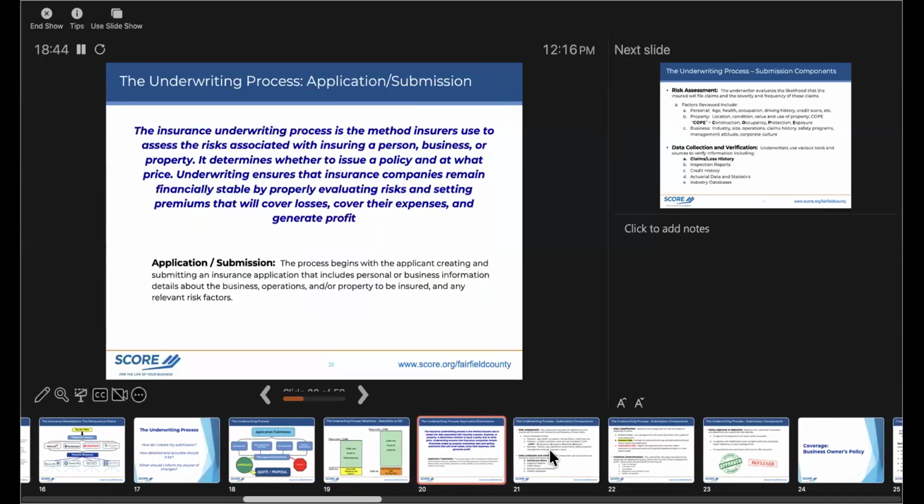Okay, so application and submission. Basically, it's a method insurers use to assess the risks associated with insuring a person, business, or property. The application process begins with the applicant creating and submitting an insurance application, and it includes personal or business information, details about the business, operations, and or property to be insured, and any relevant risk factors. And we'll be getting into those as well.